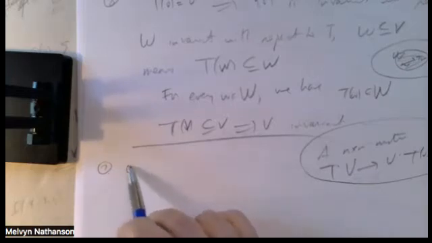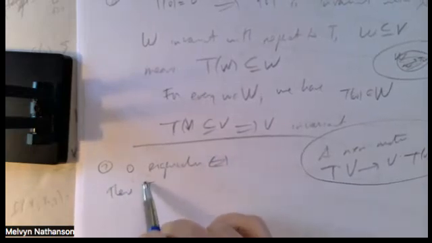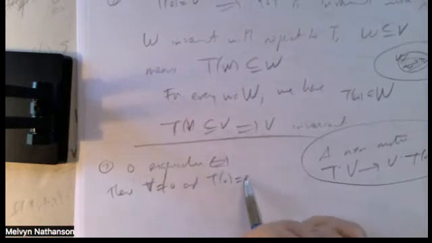In problem 7, 0 is an eigenvalue if and only if there's a vector v different from 0 and T of v is 0 times v, which means the 0 vector, which is true if and only if v is a non-zero vector and v is in the kernel of T, which is exactly the same as saying that the kernel of T consists of more than the 0 vector.